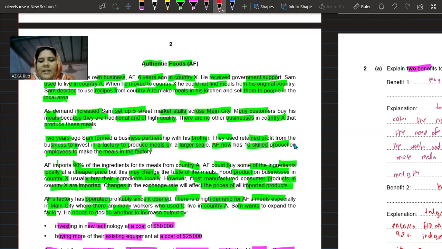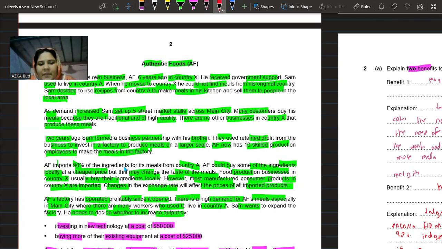So AF now has 10 skilled production employees to make the meals in this factory. So now in the factory he will need 10 skilled production workers. Now, he has these 10 skilled production workers to make the meals in the factory. Okay.